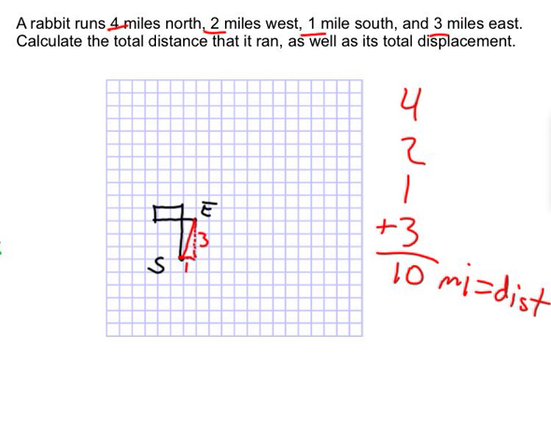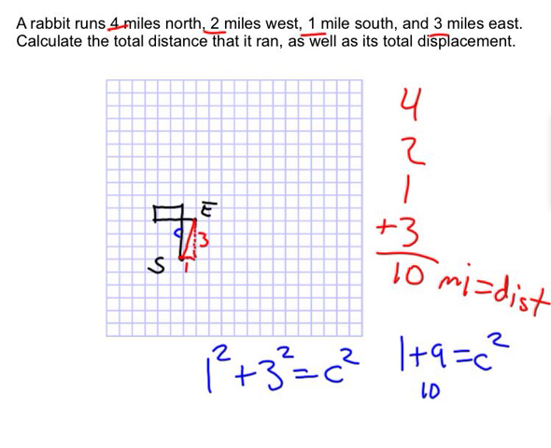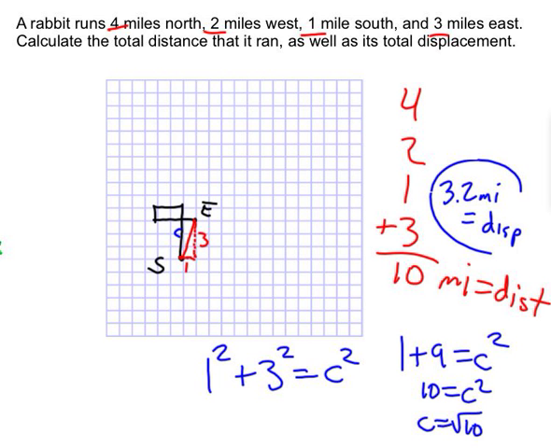So this is just like in math class. We have the Pythagorean theorem. We know that 1 squared plus 3 squared equals c squared, where c is how far the rabbit has traveled, its total displacement. So now I'm just going to solve for this. So I get 1 plus 9 equals c squared, or 10 equals c squared. So c, the total displacement, is the square root of 10. And in my calculator, the square root of 10 is about 3.2. So 3.2 miles, this is the total displacement.